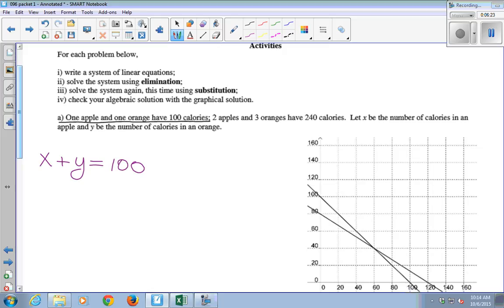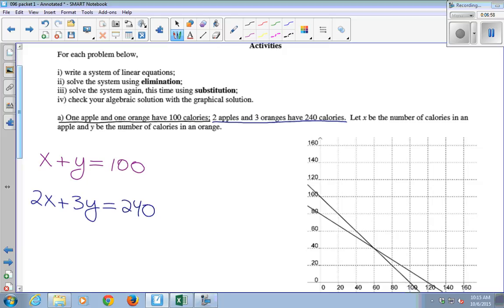And then my next sentence, do it in another color. 2 apples and 3 oranges have 240 calories. So if I translate this to symbols, apples is X's, so I have 2 X's, and 3 oranges have, or is, or are 240 calories. So the verb in your sentence when you're translating is typically your equal sign. Is, are, have. Your verb is typically your equal sign.